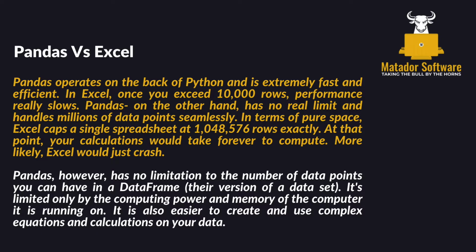So Pandas versus Excel. If we need to make the comparison, Pandas operates in the back of Python, so it's extremely fast and efficient. As we see here in Excel, once you exceed 10,000 rows, performance slows. But Pandas has no real limit, it handles millions of data points seamlessly. What I would say is Pandas is very good in between small and large or big data. So right in the middle, medium data sets, and moving on to large data sets, it excels. It has no limitation to the number of data points and it's limited only by computing power.